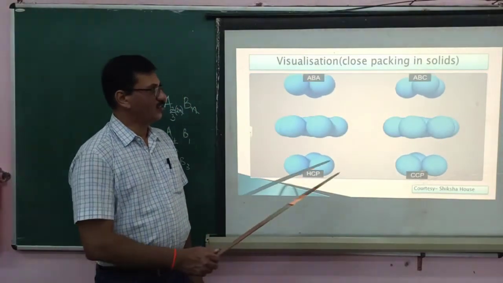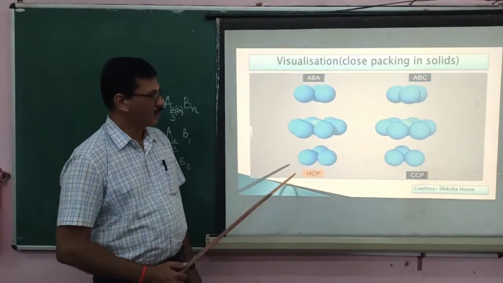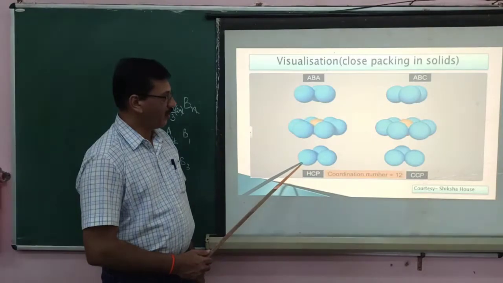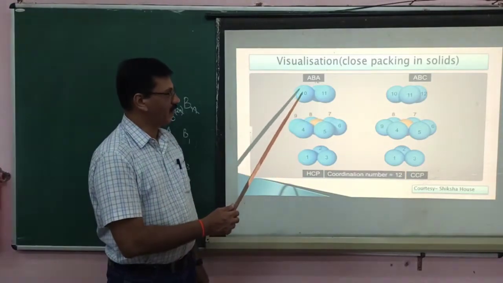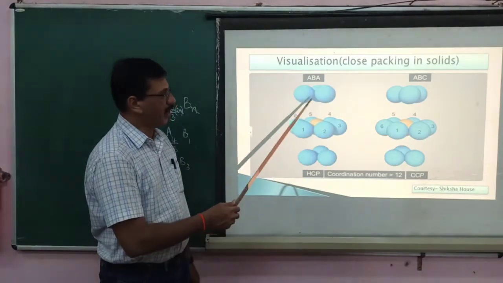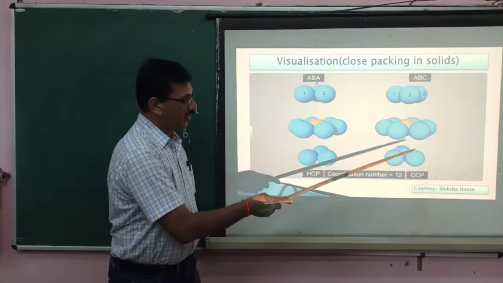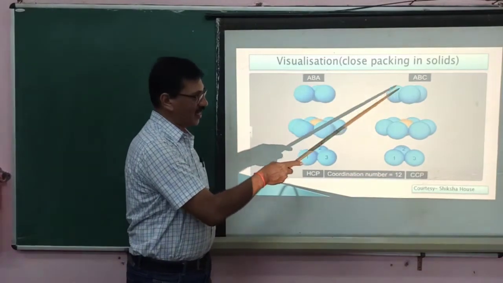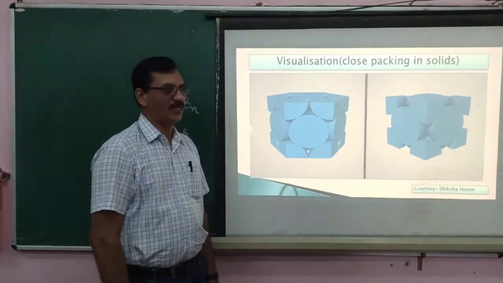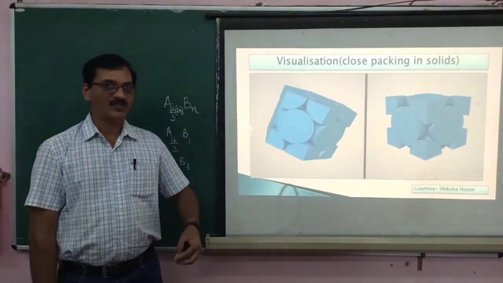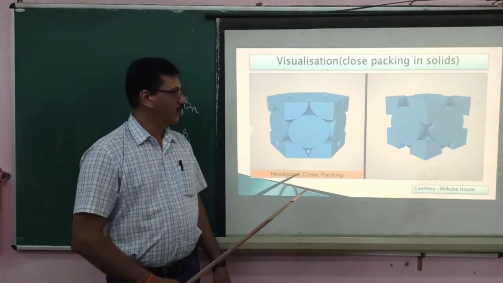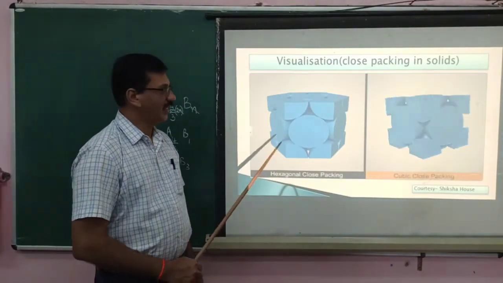So here distinguish between these two, right? In HCP, it is ABA. They are the same. This layer and this layer are the same, the pattern of arrangement is the same. But here, this layer and this layer are different. You can visualize the placement of these atoms. So HCP and CCP, even though they look the same, are different when you look at each unit cell.